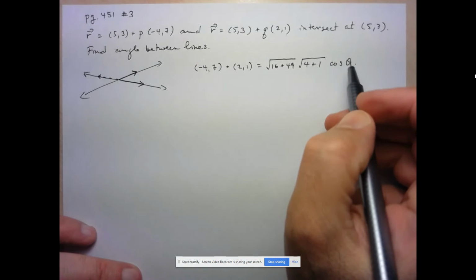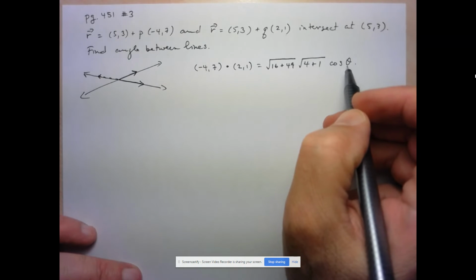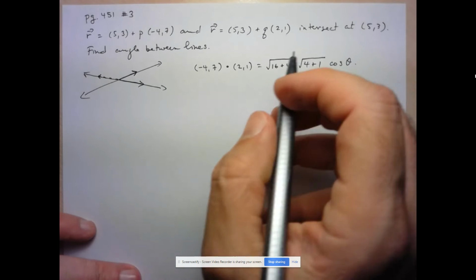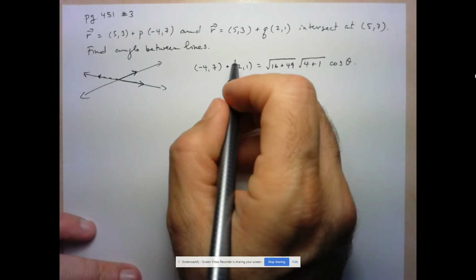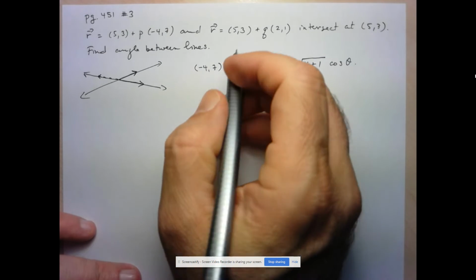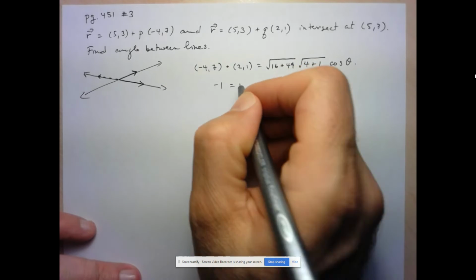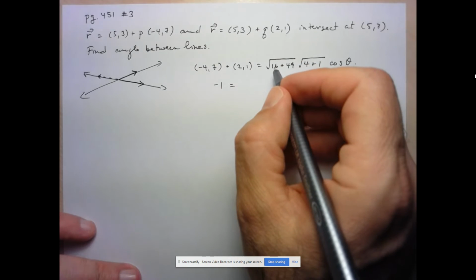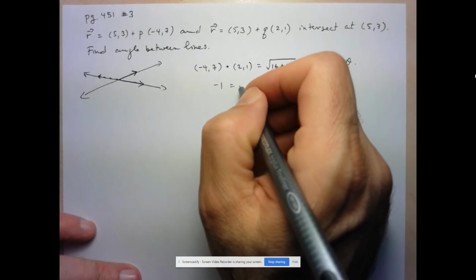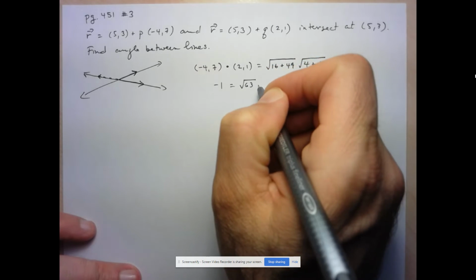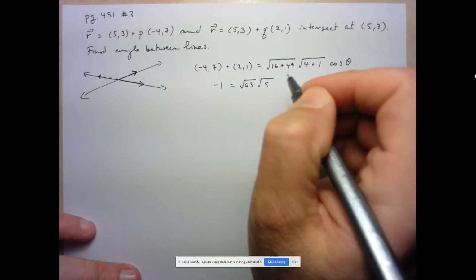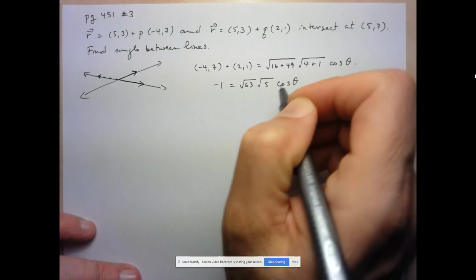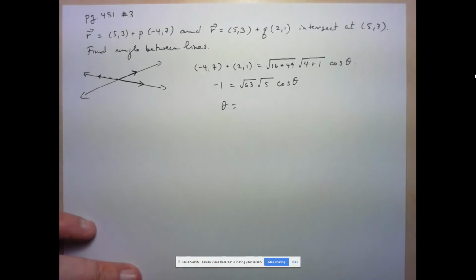And so this is the only unknown left in my equation, so I can solve for it. All right, so let's see what we have here. We have -8 plus 7, so that's -1, equals the square root of 65 times the square root of 5 times cosine of theta. So let's find theta here.